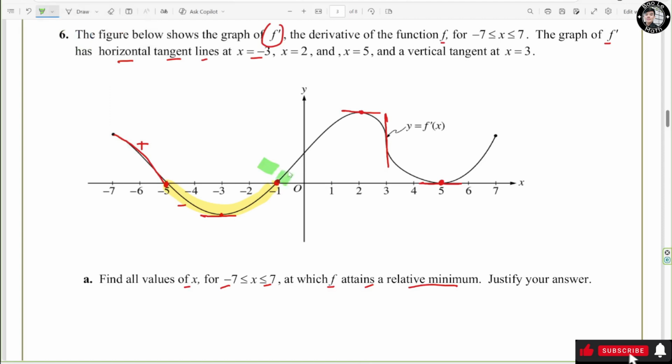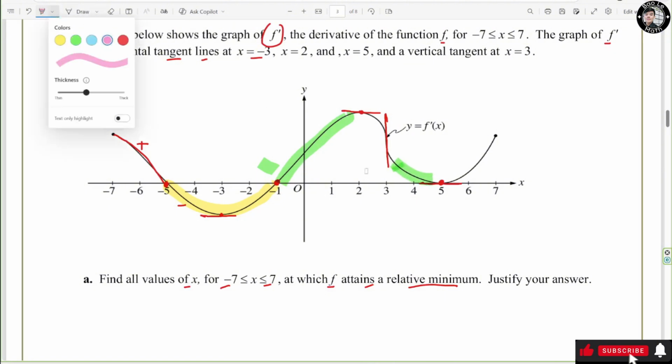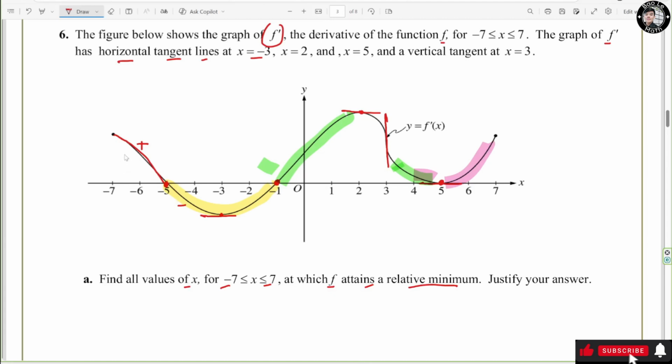From here to here is positive, right? And this one is positive. This one is positive, right? So we look at the sign change. This is positive, this is negative. This is negative, and this one is positive. We know that the function f attains a relative minimum when f prime of s changes sign from negative to positive, right? It's going to be like this. So this one is the minimum. If it changes sign from positive to negative like this one, it is the maximum.